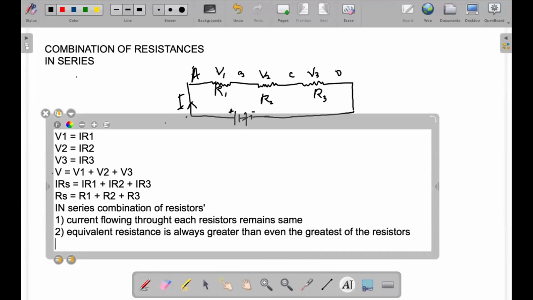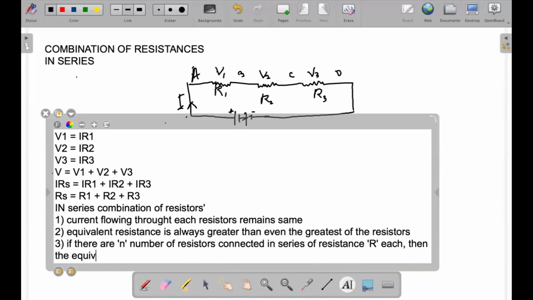Now, suppose there are n resistors connected in series, of resistance R each. Then the equivalent resistance is N times R. Yes. Now, for parallel combination, let's move to the next page.